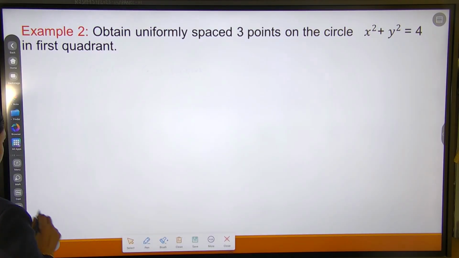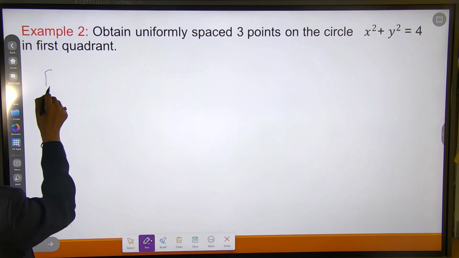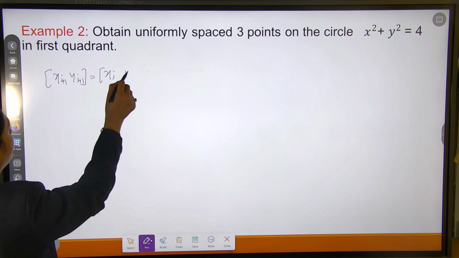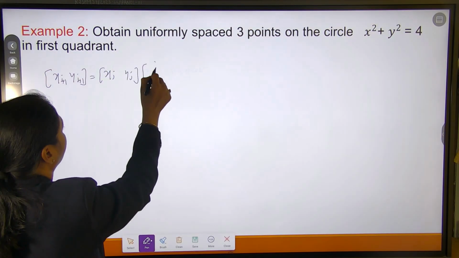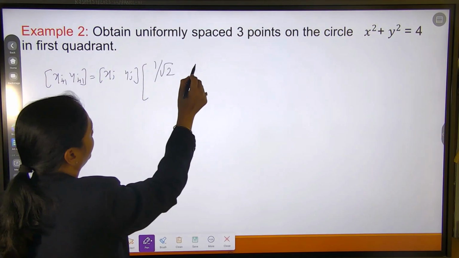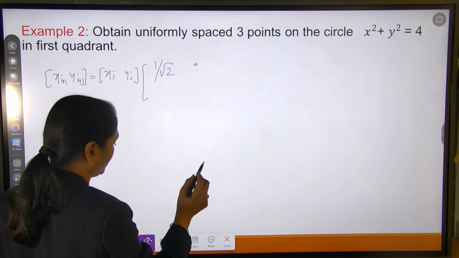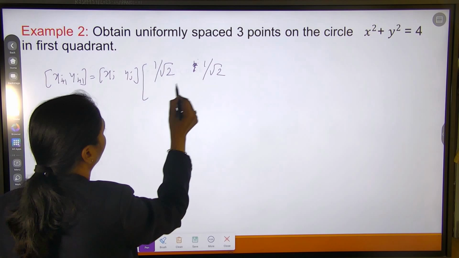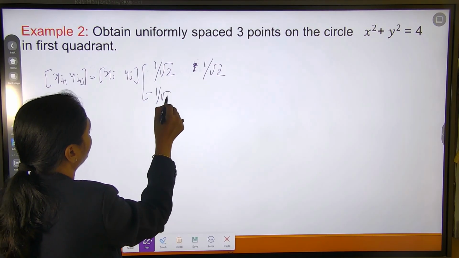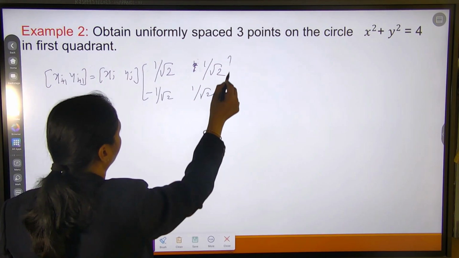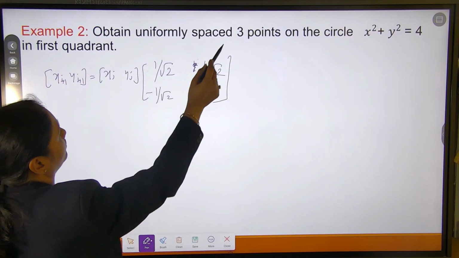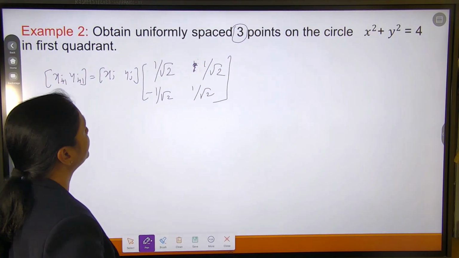So xi plus 1, yi plus 1 is equal to xi yi into cos 45 degree is 1 upon root 2, sin 45 degree is again 1 upon root 2, then minus 1 upon root 2 and 1 upon root 2. So this is our recursive formula. Now we have to generate 3 points. Our first point is the initial point.